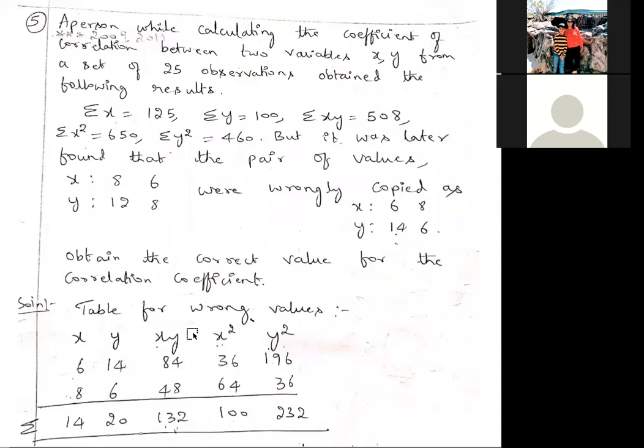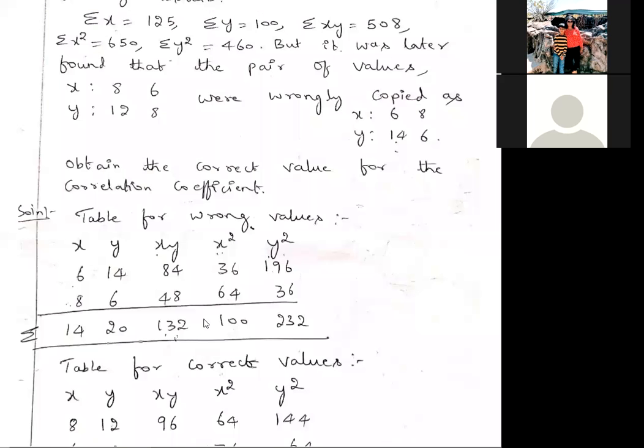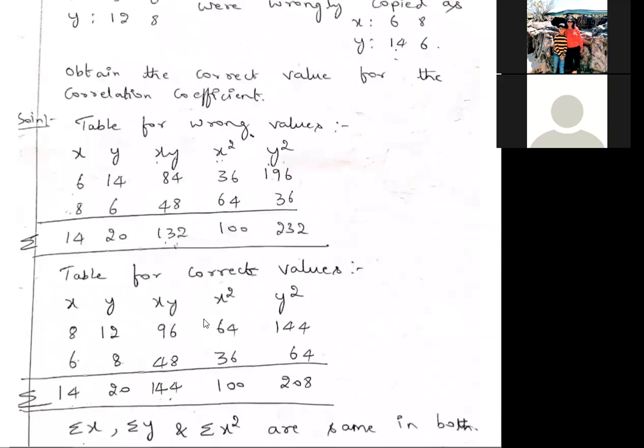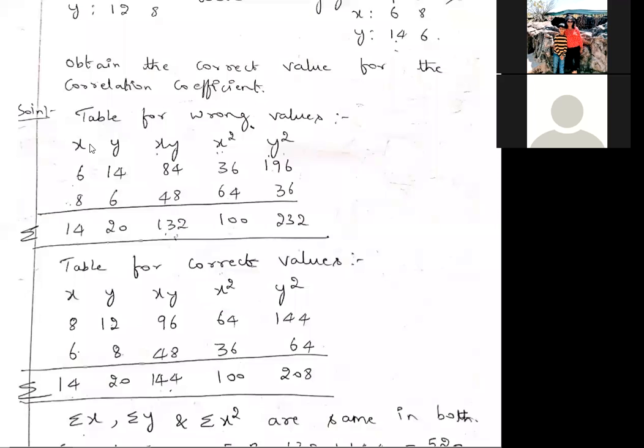So first, what we'll do is we'll correct the summation values. These summation values have turned out to be wrong because of the two values which he copied wrongly. So first I'll form two tables, one for wrong values and one for right values. Table for wrong values x and y. Which are the wrong values? 6, 8, which is given here, and 14 and 6. And table for correct values, the corrected values x and y, which is 8 and 6, he has given that, and 12 and 8.